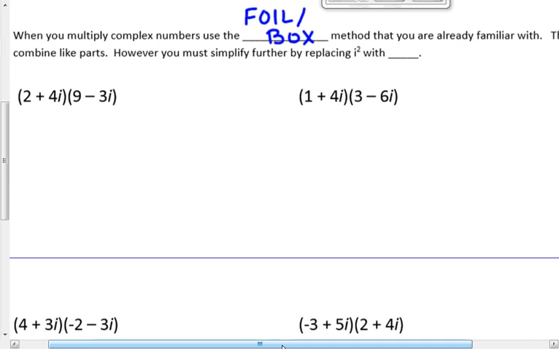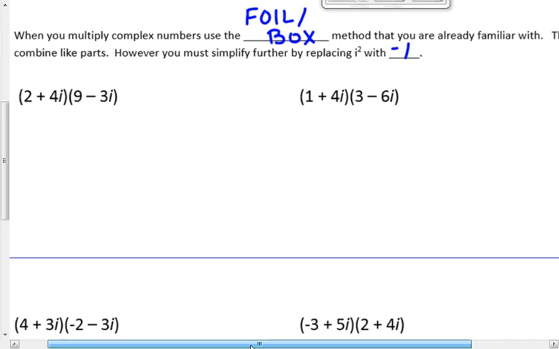Then combine like terms. However, you must simplify further by replacing i squared with, think back to the first page of these notes, i squared is equal to -1. And you saw how we evaluated -1 for i squared in that fourth example. Nothing's going to change here. We're going to multiply things out, combine like terms, and then the last thing we're going to do is anywhere we see i squared, we replace it with -1, and then we might have to combine like terms again.